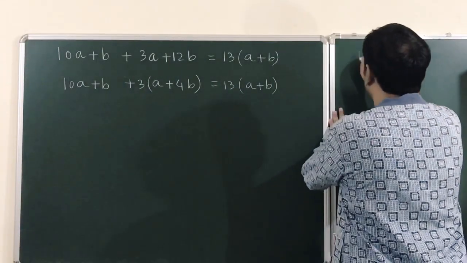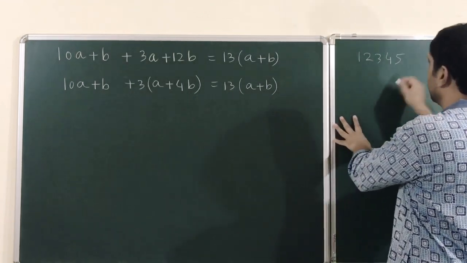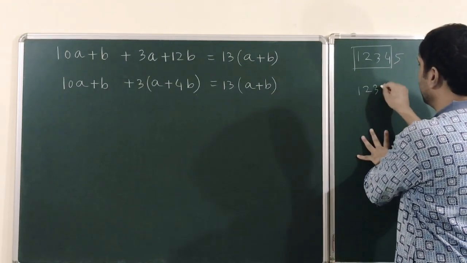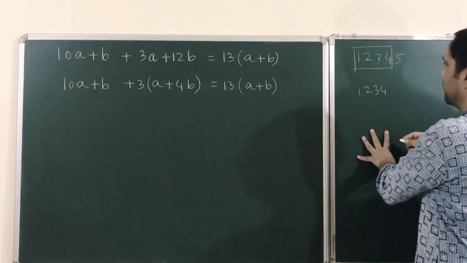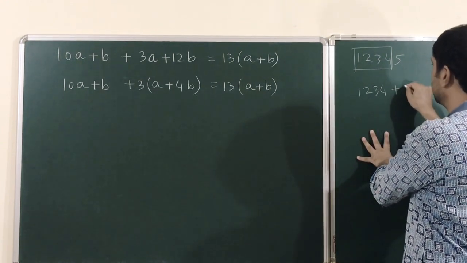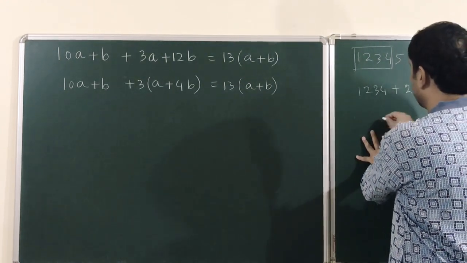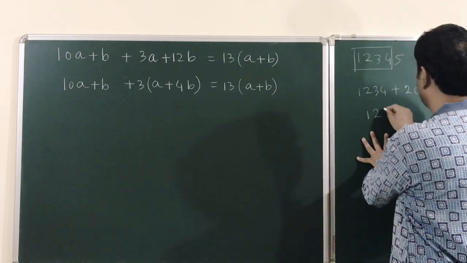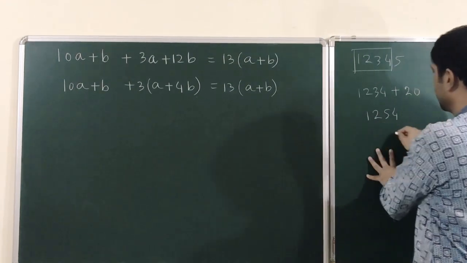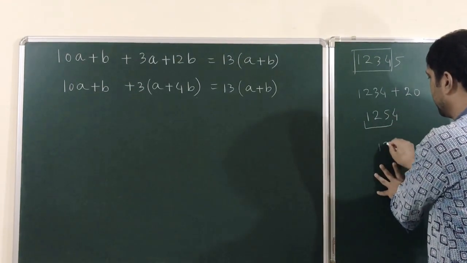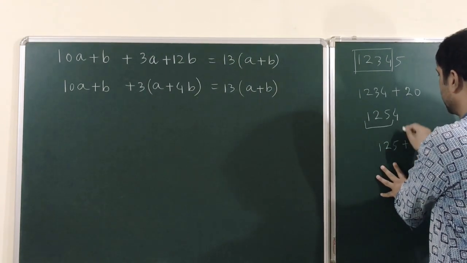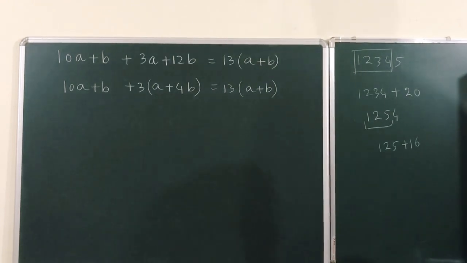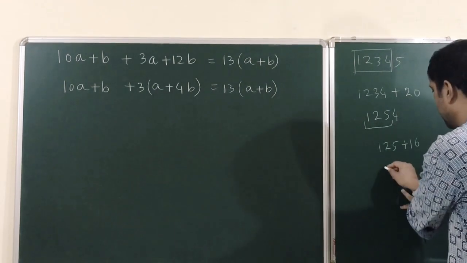Let's say I take a number 1, 2, 3, 4, 5. So this is our a. We'll write 1, 2, 3, 4, and then plus 4 times b, which means 20. So we'll get a number, this is 1, 2, 3, and this is 5, 4. And again, the same thing: your a will become 1, 2, 5. So you write 1, 2, 5 plus 4 fours are 16. And whatever number you get, 125 plus 16, that is 141, you will get.